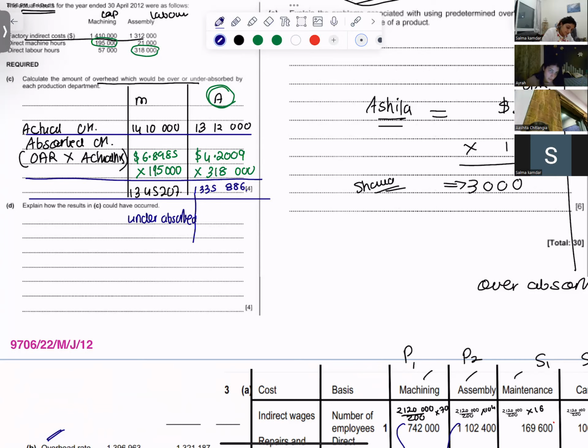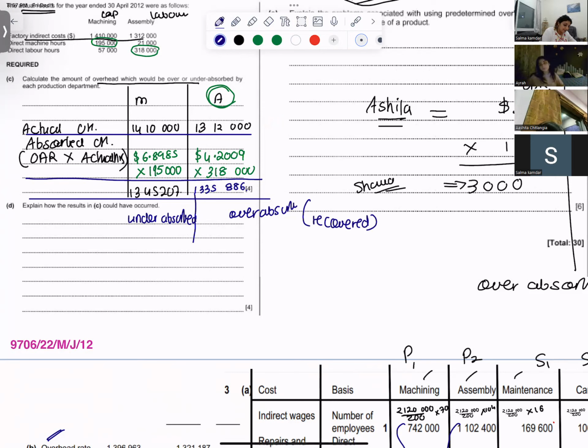So for machining, it is under absorbed. This one is over absorbed because you got more. Your actual expenditure was 1312,000, but based on your estimated overhead absorption rate and your actual hours, you have recovered 1335,886. So have you under absorbed or over absorbed? You have over absorbed, or you could say you have over recovered. Are you with me? Yeah.